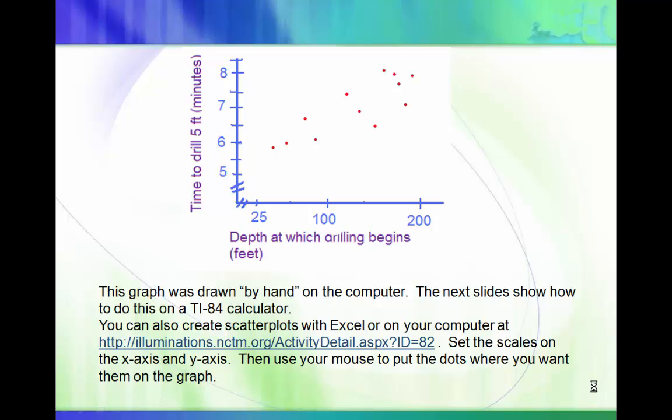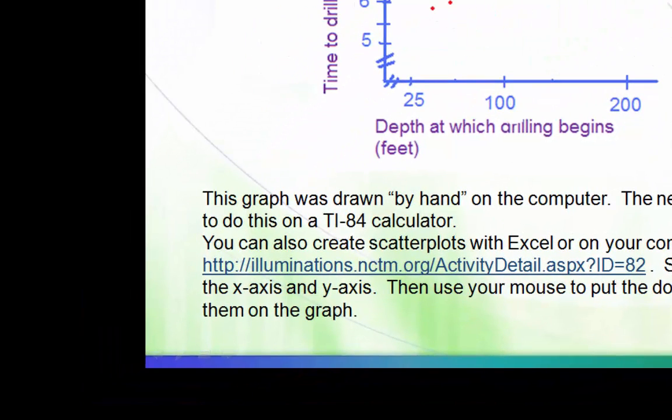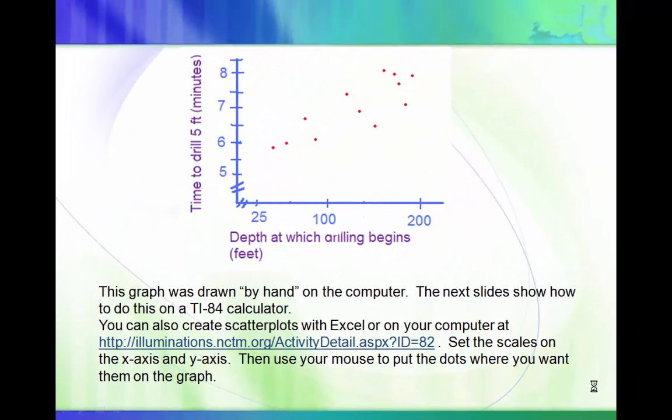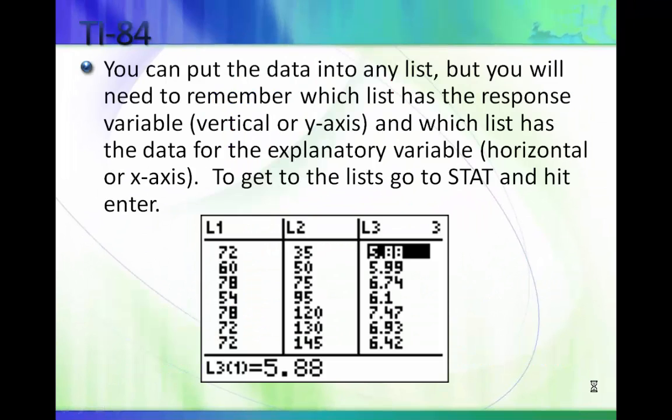This graph was drawn by hand on a computer, which means I did it in Paint and did with the computer what I would do with paper and pencil. The next slides show how to do this on a TI-84 calculator and Excel. You can also create scatter plots at this website, and you can set the scales on the x and y axis at this site, and then you would use your mouse to plot points just like you would do with pencil and paper. I'm not going to dwell on these TI-84 slides.